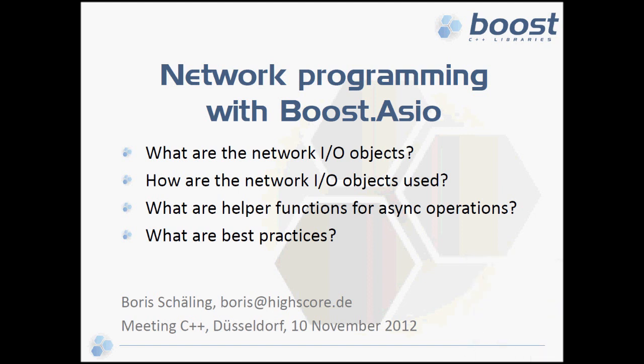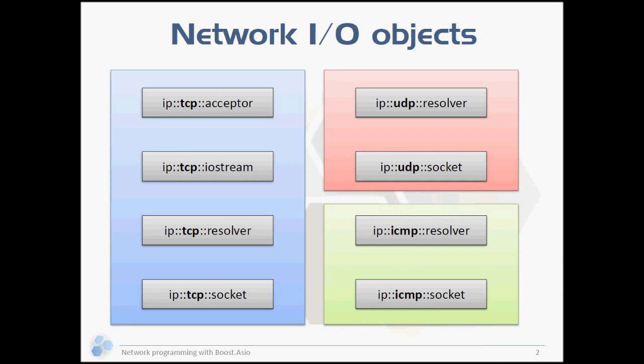Now, if we look at the I/O objects provided by Boost.Asio, we can put them in a couple of different groups. I did this here first in a way that I put the I/O objects together depending on the protocols they support. So we have here a big blue box for TCP, and we see we have here 4 different classes we can use here. I guess that is the protocol most people typically want to use when it comes to network programming. So we have here an acceptor, an I/O stream, a resolver, and a socket I/O object.